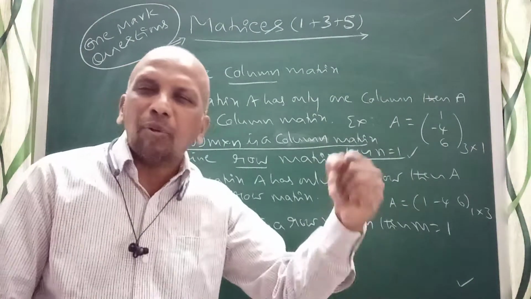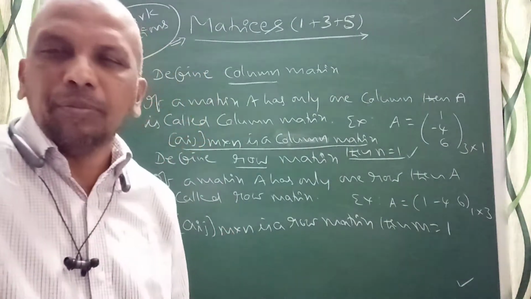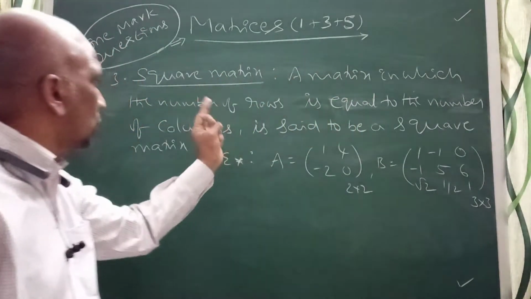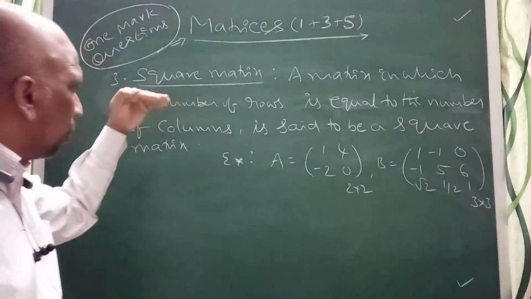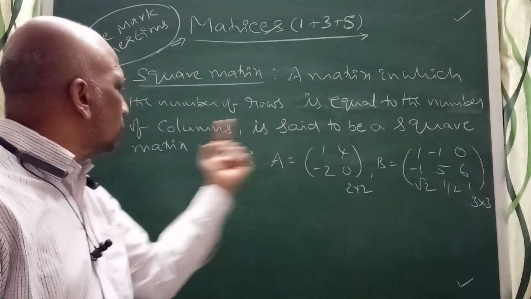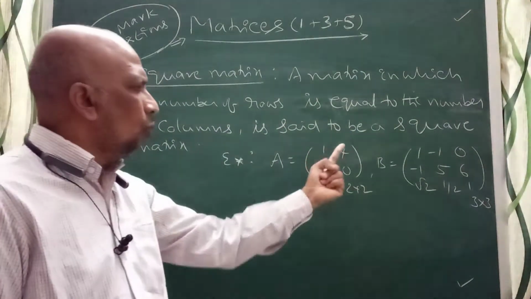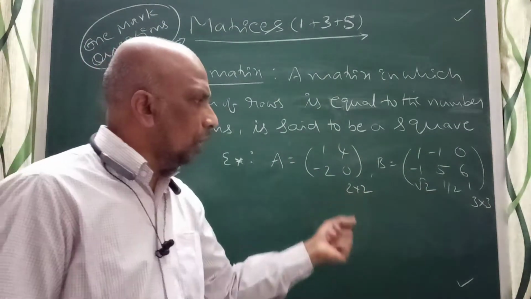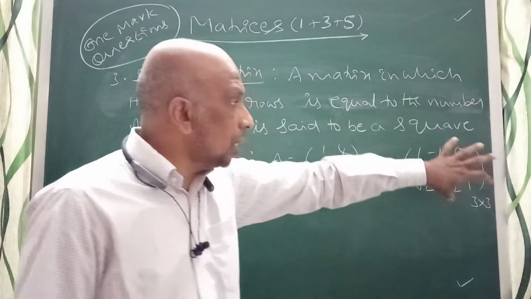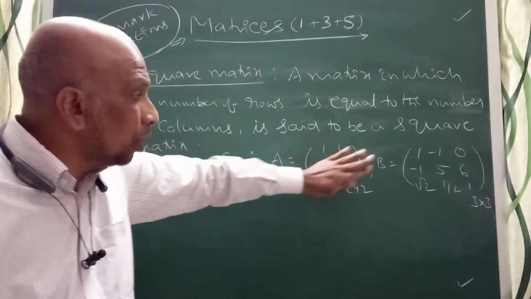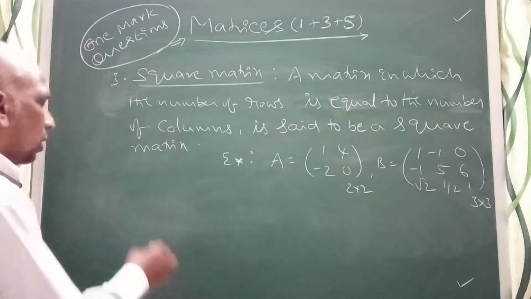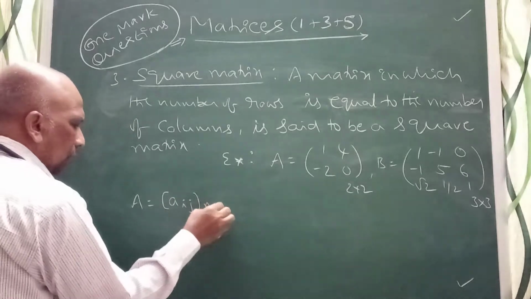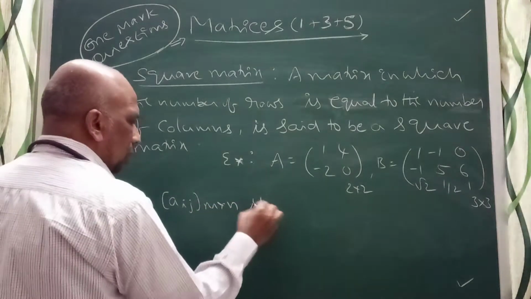Remember. Next I will discuss the square matrix. A matrix in which the number of rows is equal to the number of columns is said to be a square matrix. Example: 1, 4, -2, 0. We can say order 2 because the number of rows equals the number of columns. This is order 2, and this is order 3. Suppose they say the matrix A = [aij] of order m by n is a square matrix.